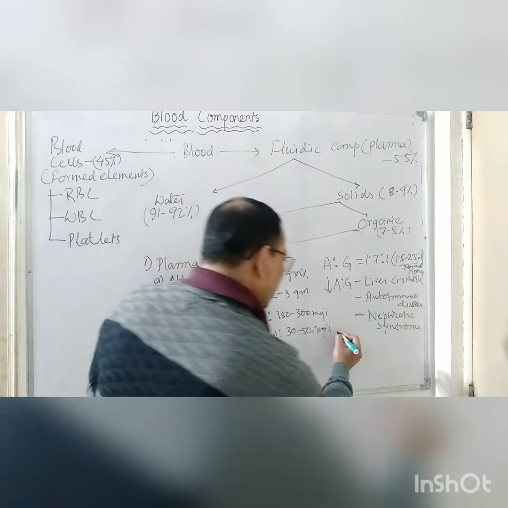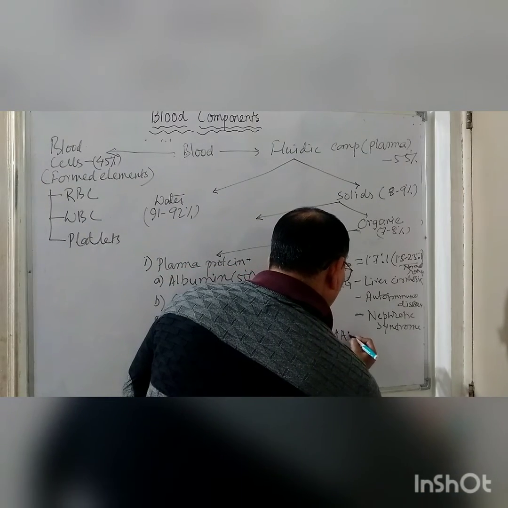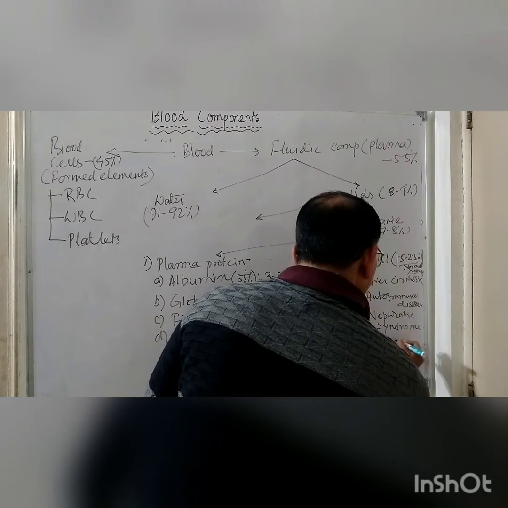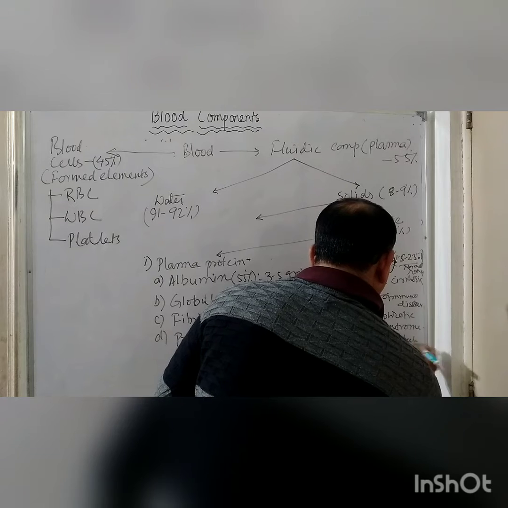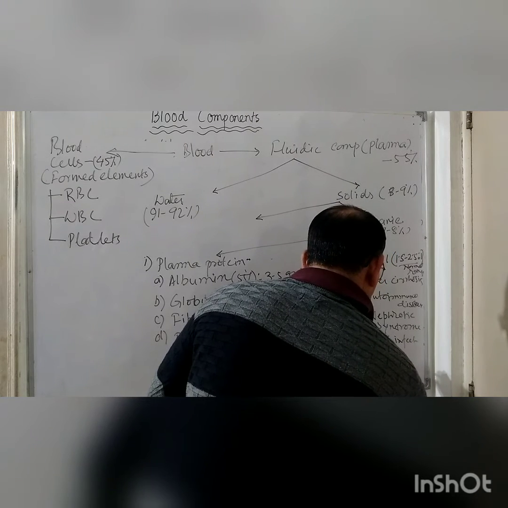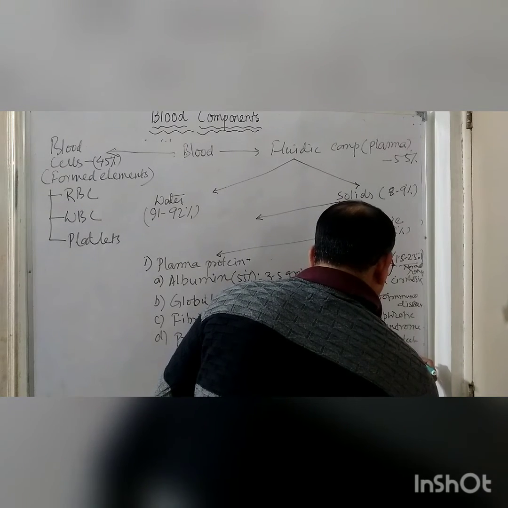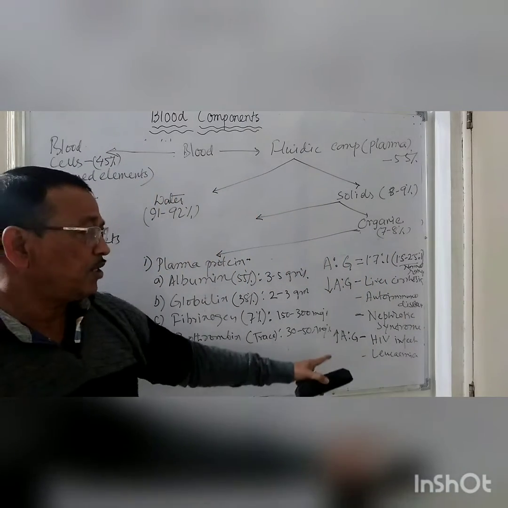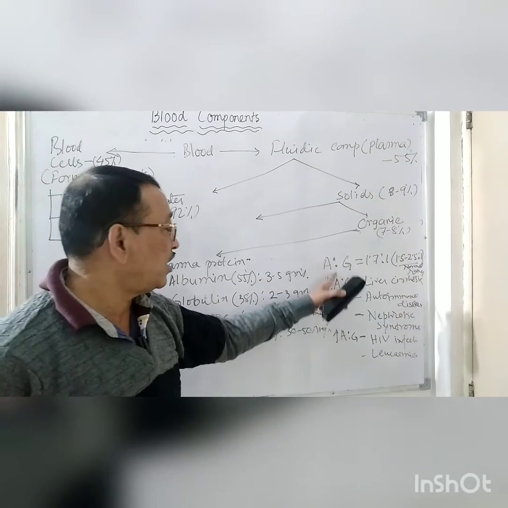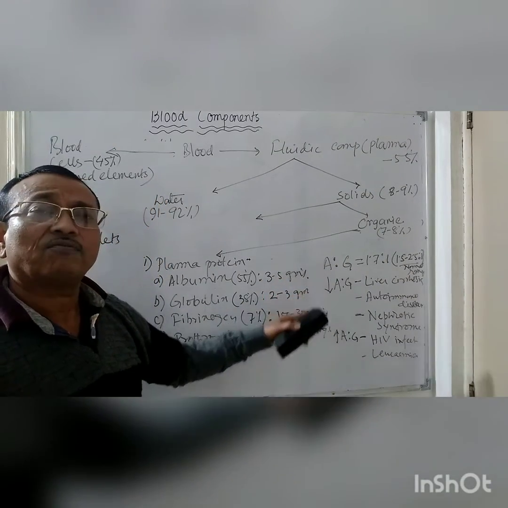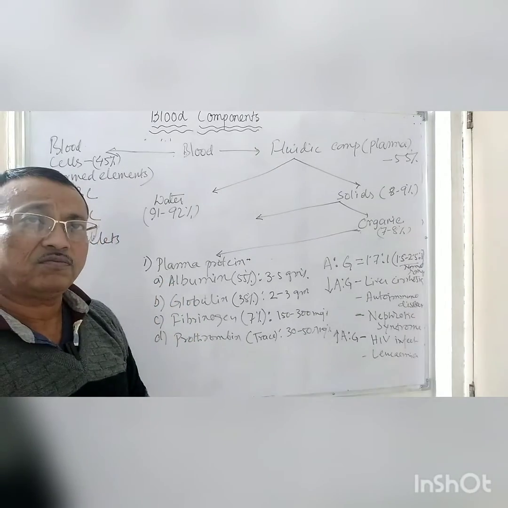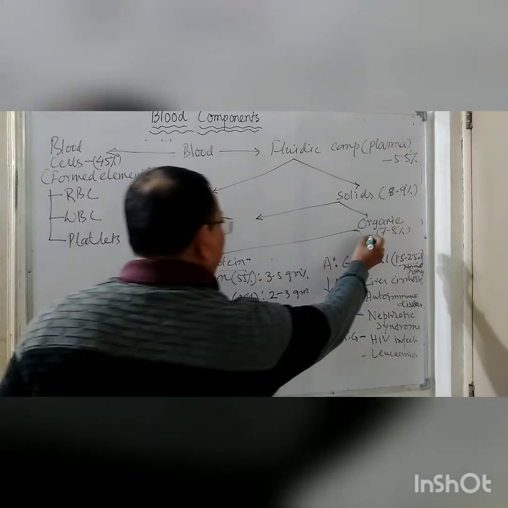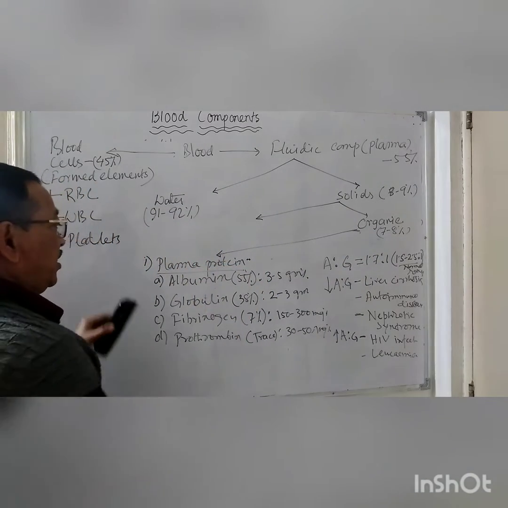On the other hand, the albumin globulin ratio will be increased in case of HIV infections, and also in case of some leukemia or some other genetic disease. So albumin globulin ratio is very, very important from the clinical point of view. So this is about the first category of the organic substances, that is known as the plasma protein.